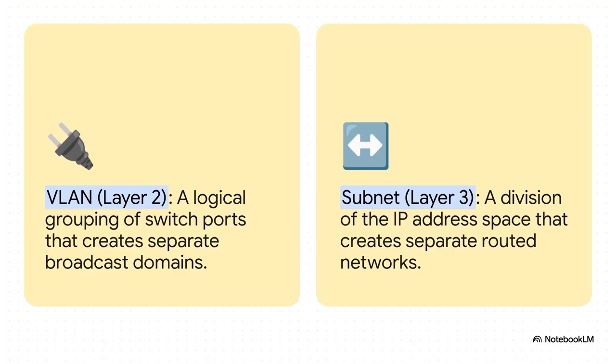Okay, this is a big one. People get confused about VLANs versus subnets all the time. The easiest way to think about it is that they're best friends who work together. A VLAN is a layer 2 thing. It happens at the switch level. It's like drawing virtual lines to group devices together. Then the subnet comes in at layer 3, the routing level, and gives that group its own unique IP address and neighborhood. Most of the time, you'll see one VLAN for every one subnet. They go hand in hand.